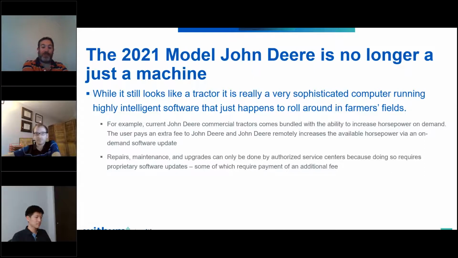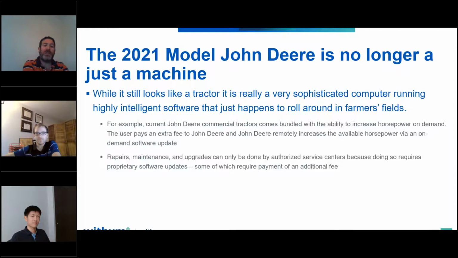Current John Deere tractors come bundled with the ability to increase horsepower on demand via remote software update. So a farmer, if they realize that they need more horsepower because their field is muddy, they call up John Deere, whip out their credit card. John Deere pushes a software patch to their machine wirelessly, and all of a sudden that tractor has an extra 100, 200 horsepower, whatever the farmer paid for it.